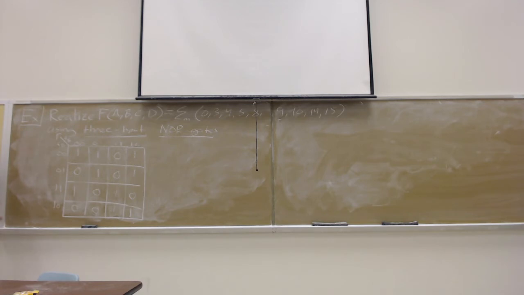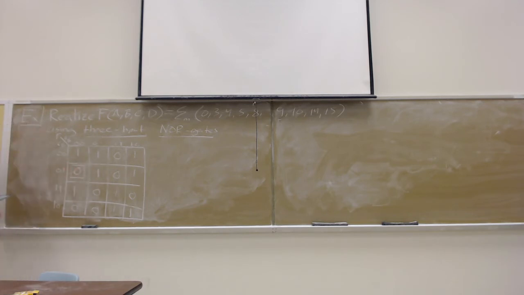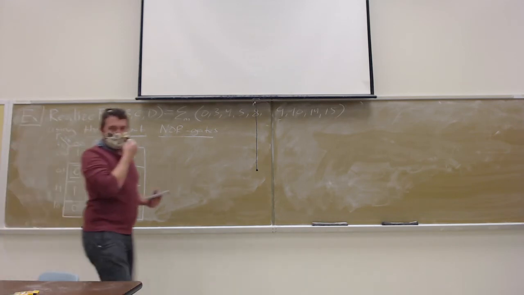So let's just dig into it, right? Start with the big expressions. So that 1, 0 is by itself, has no adjacent terms.